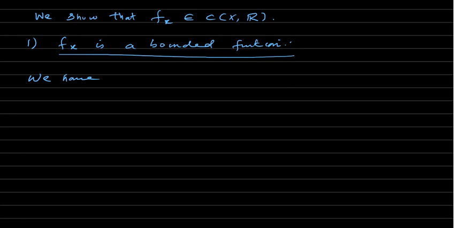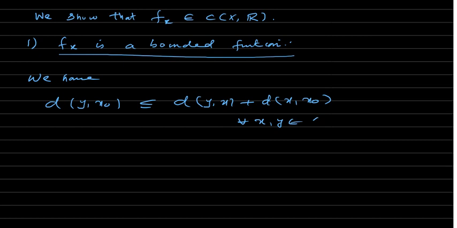So we have d(y, x0), where x0 is a fixed number. By using the triangle inequality, this is less or equal to d(y, x) plus d(x, x0). Okay, and this is true for each x, y belongs to X.